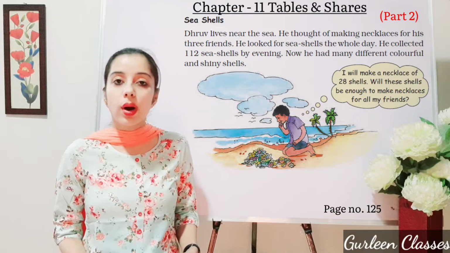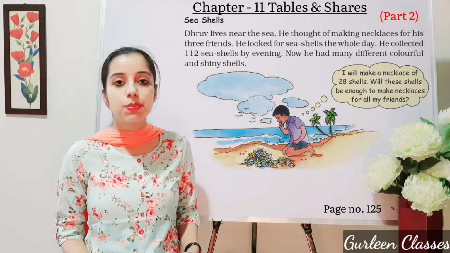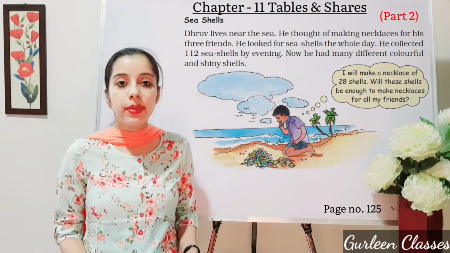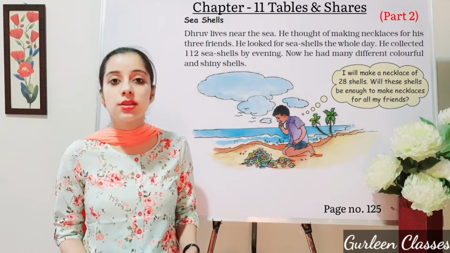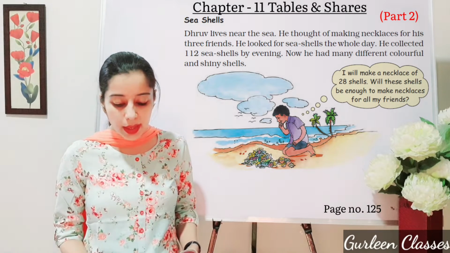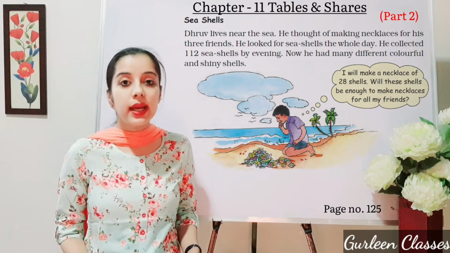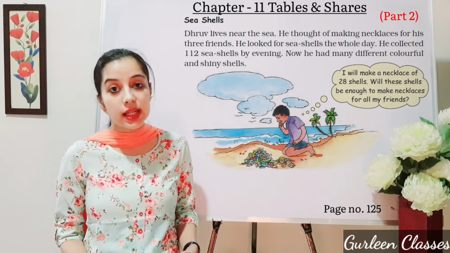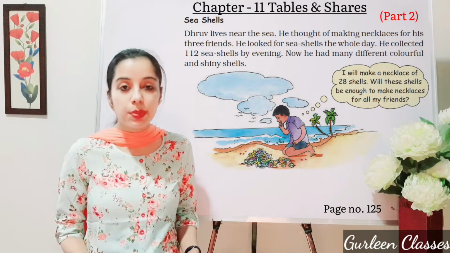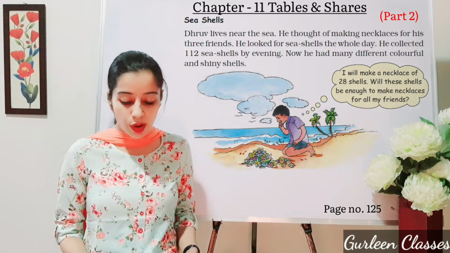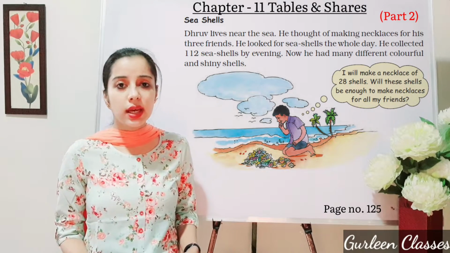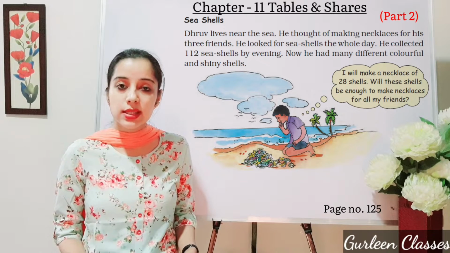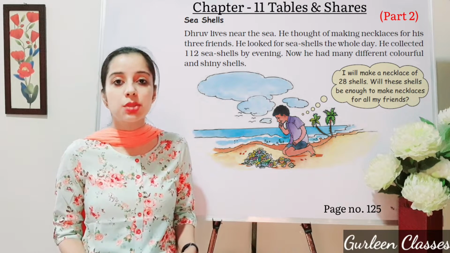He collected 112 seashells by evening. Now he had many different colorful and shiny shells. So now Dhruv said, I will make a necklace of 28 shells. Will these shells be enough to make necklaces for all my friends? He was thinking, will these shells be enough for making necklaces for all my friends? So now let us do some questions based on this.